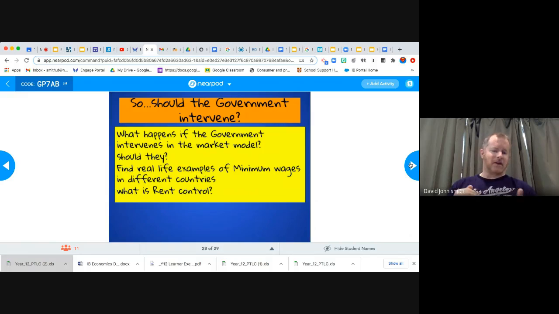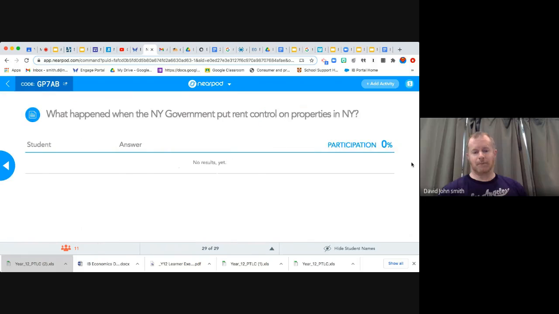Now, there are real life examples of minimum wages. Lots of countries have them. There is also something called rent control, which is a price control on rental cost. So if you don't own a house, but you're renting a house, sometimes that rental cost can be quite expensive. And so sometimes governments will control that price as well. All right, so if I move on.